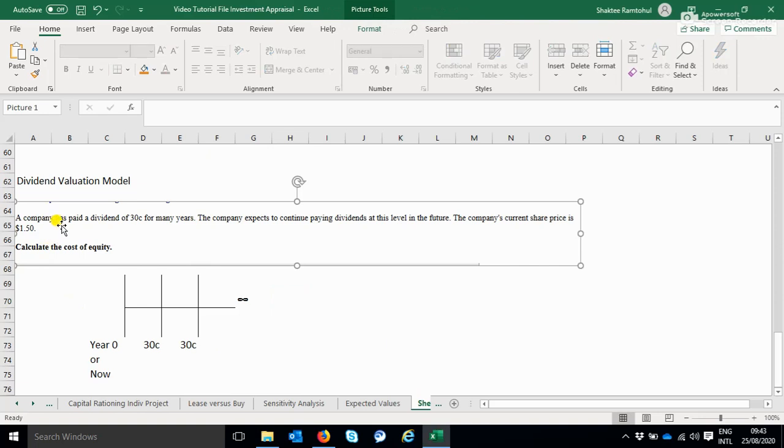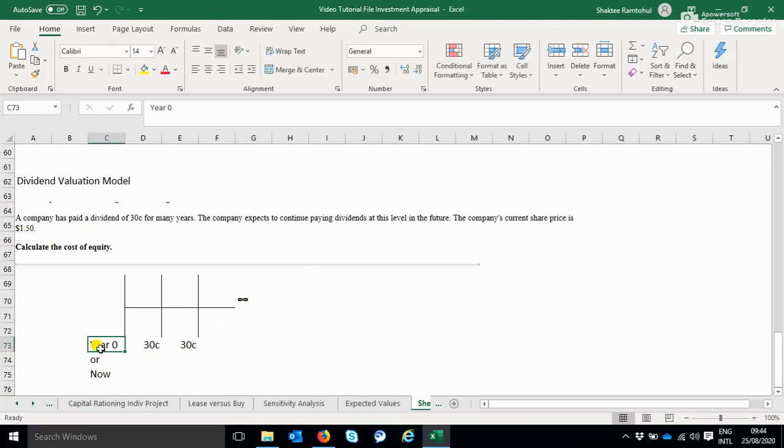We're told a company has paid a dividend of 30 cents for many years. The company expects to continue paying dividends at this level in the future. The company's current share price is $1.50. What I've done is I've tried to put this here on a timeline. So you would recall, going back to net present value, now is year zero. What will happen is this company will continue paying dividend of 30 cents as from year one, year two, and of course this sign here means it will carry on paying dividend until infinity.